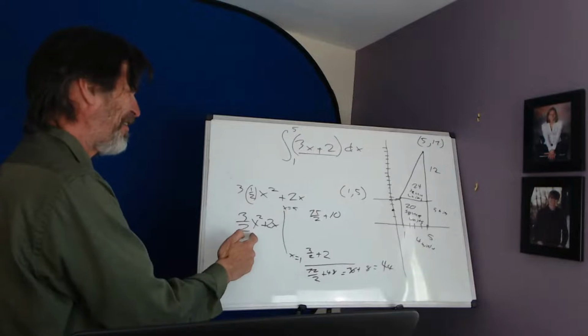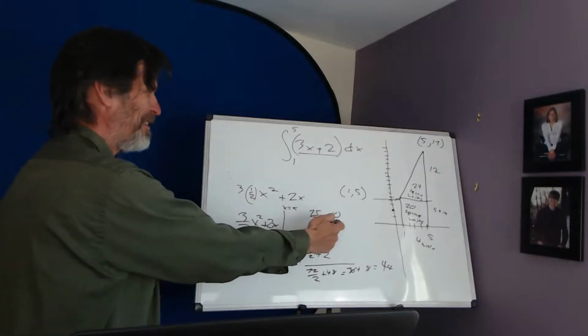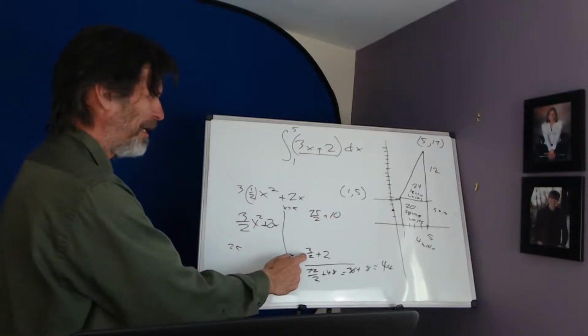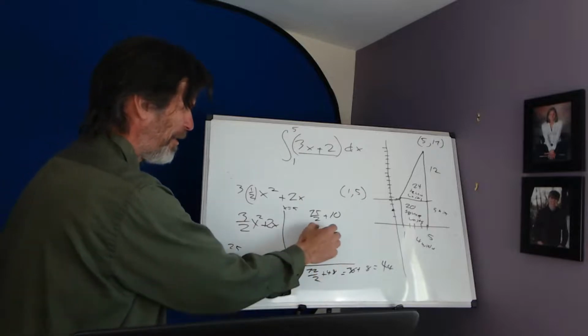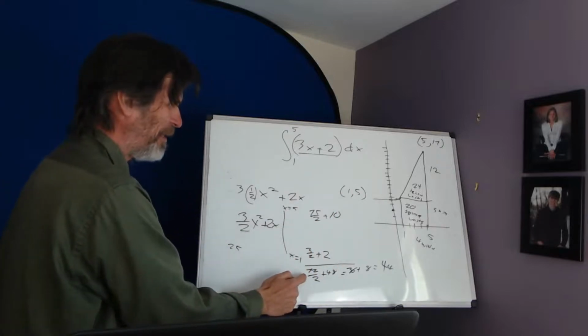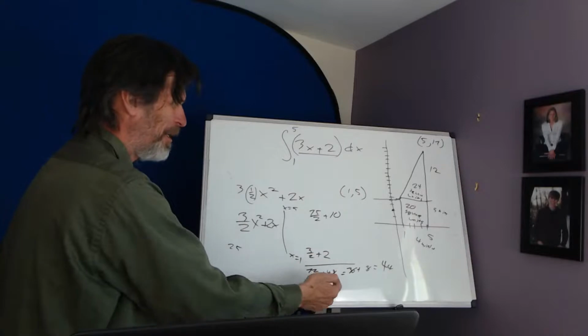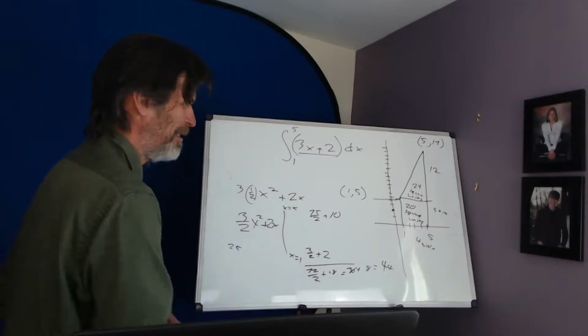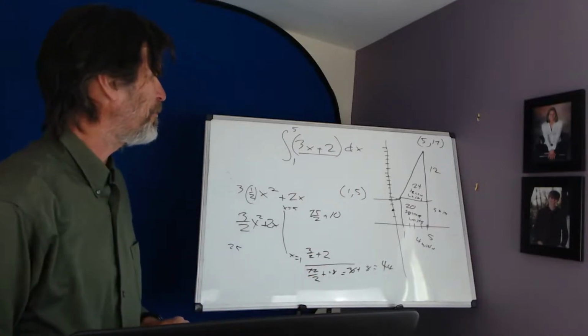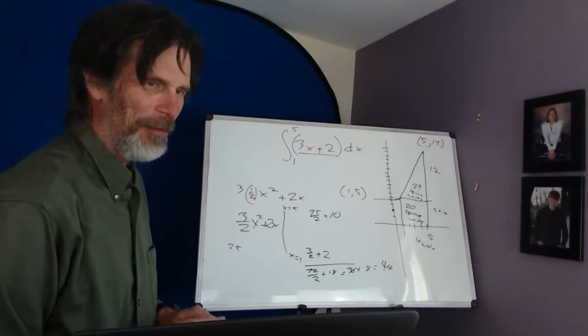Okay, so plug in a 5. This is 75 halves. Plug in a 5 here. It's a 10. Plug in a 1 down here, 3 halves and 2. Subtract those from above. 75 halves minus 3 halves, 72 halves. 10 minus 2 is just 8. To that addition, sure enough, it's 44 square units. Either way we did it.